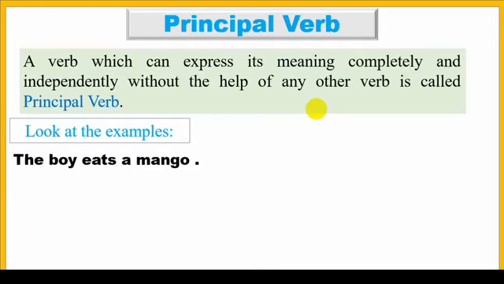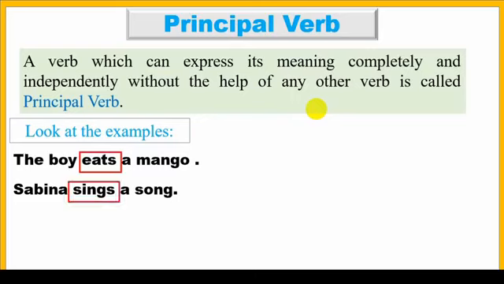Let's clear it with some examples. The boy eats mango. Here, eats is a verb and it has completed the full meaning of the sentence. So, here, eats is a principal verb. Look at another sentence. Sabina sings a song. Here, sings is a verb and it has completed the full meaning of the sentence independently. So, sings is a principal verb.